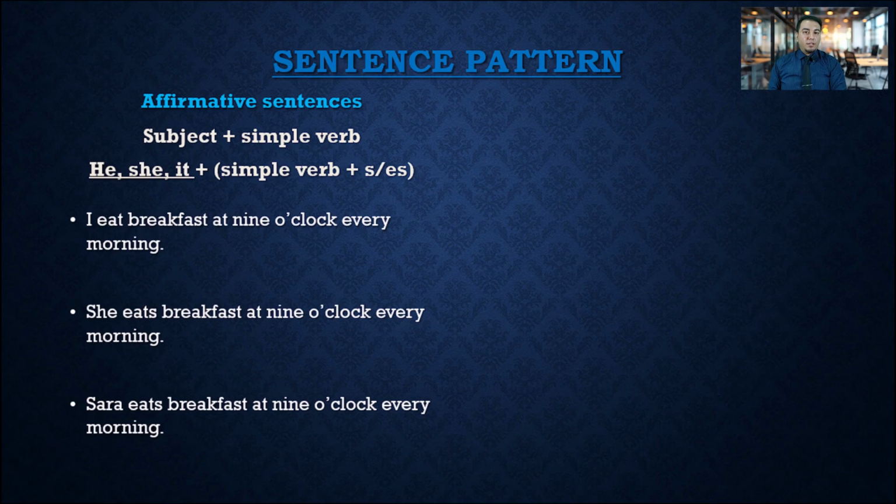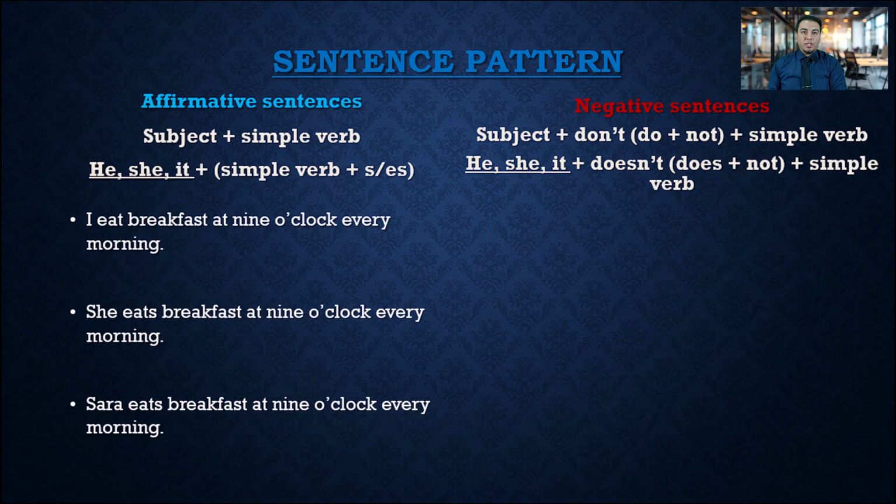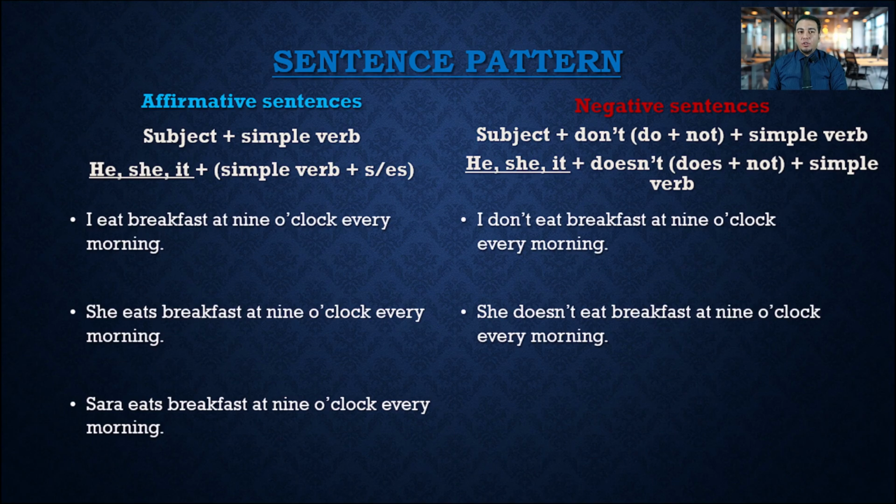And for negative sentences, we use this structure. We have subject plus don't or do not plus simple verb. Or if the subject is he, she, it, we have doesn't instead of don't. Attach importance to the point that whenever we have don't or doesn't, we have simple verb. I don't eat breakfast at 9 o'clock every morning. She doesn't eat breakfast at 9 o'clock every morning.